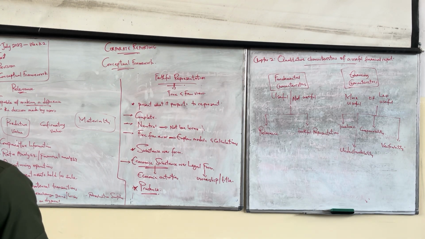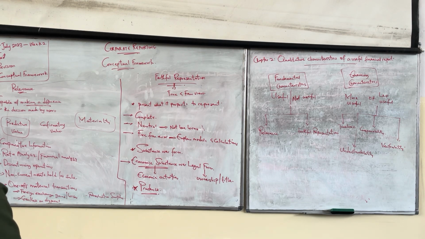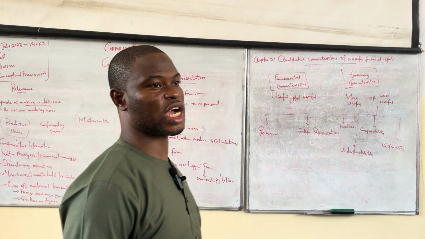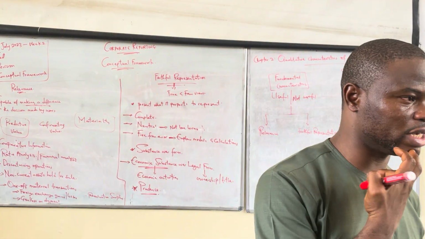Another example of prudence is impairment of non-current assets too. It is also an area where we apply prudence.